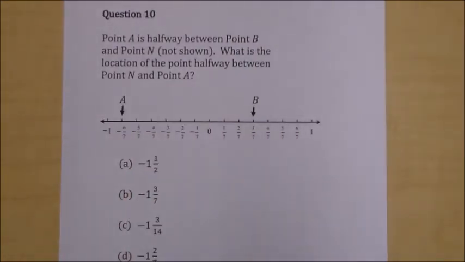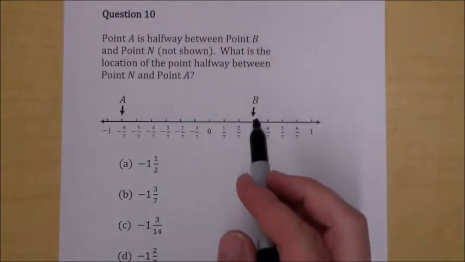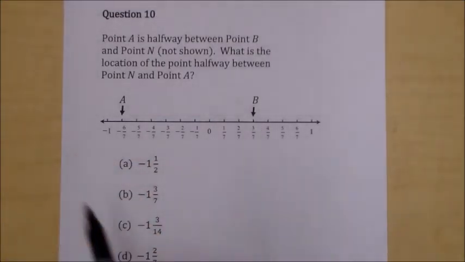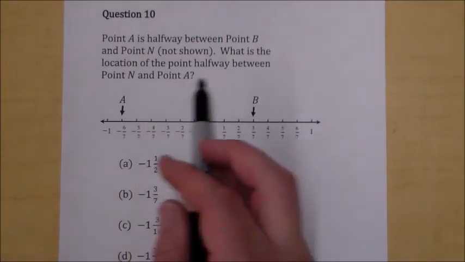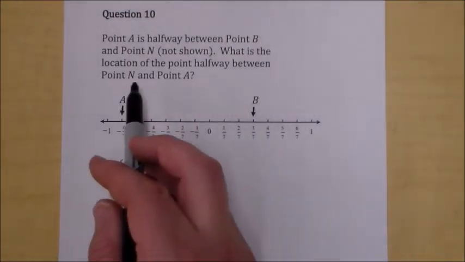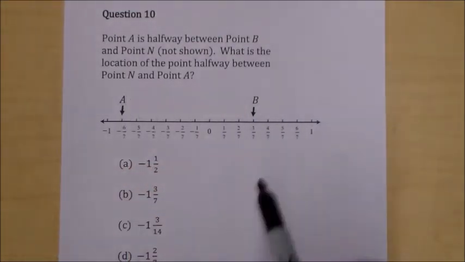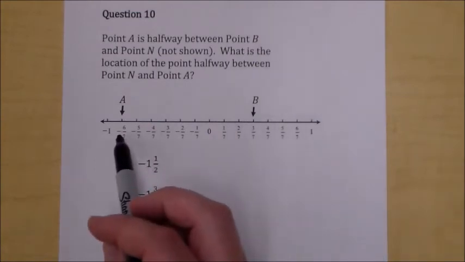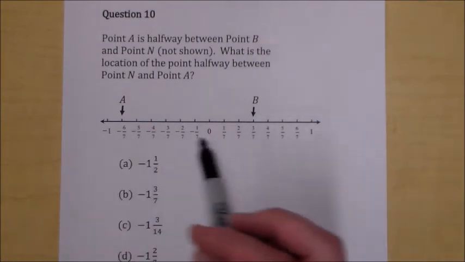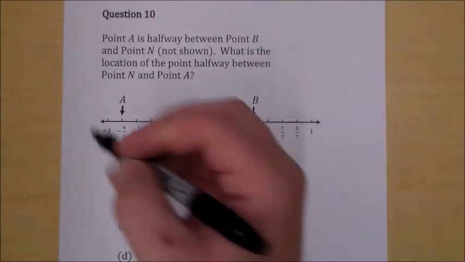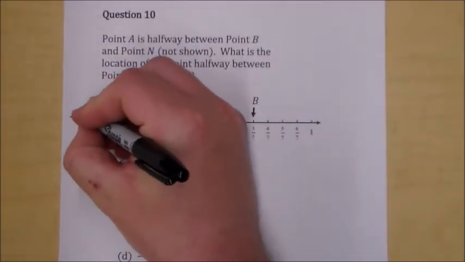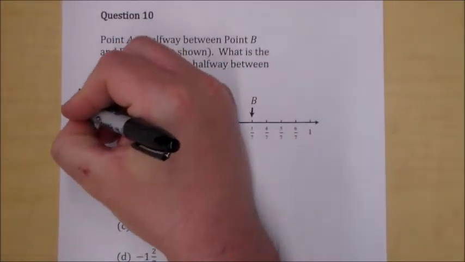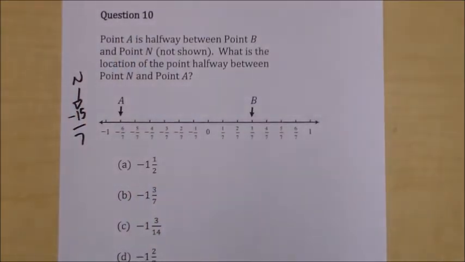And question 10. Point A is halfway between point B and point N. Okay, so another one where N lives out over here off the number line. What is the location of the point halfway between point N and point A? Well, if we're going from 3 to 6, that's 9, so another 9 would get us to negative 15/7. That's where N lives, negative 15/7.